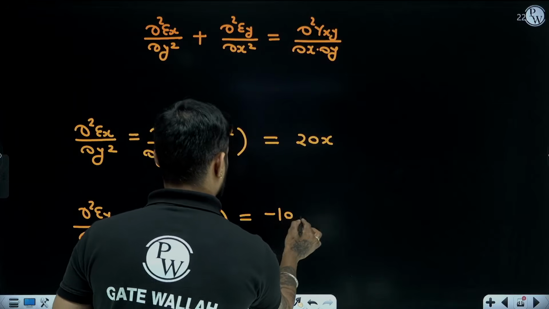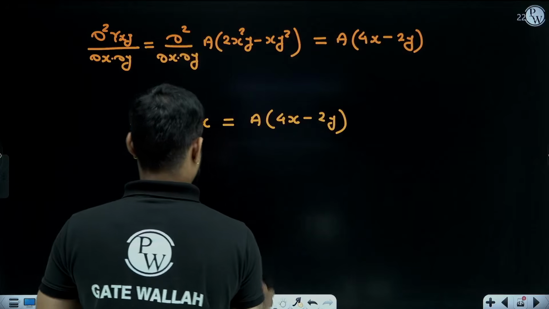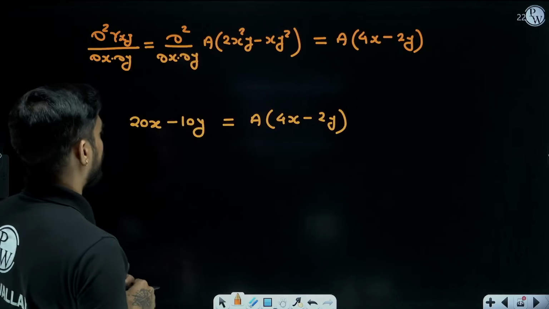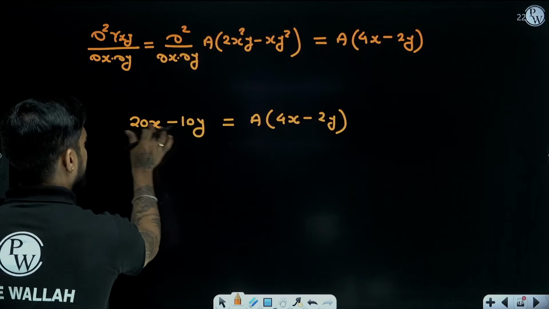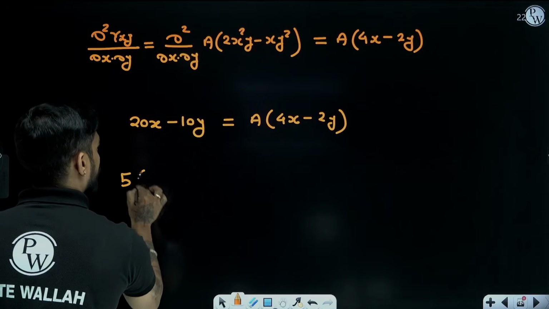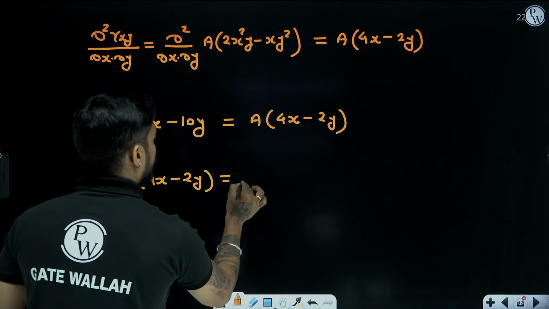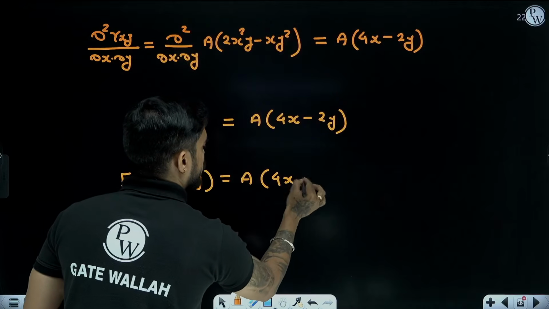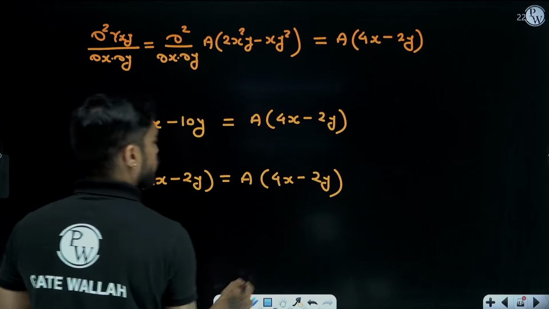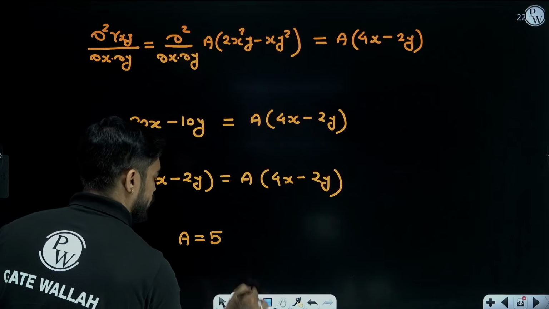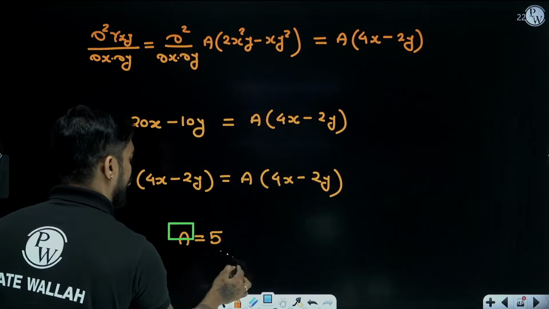This is 10y, so sorry, this is 10y. So here I can take 5 common and it will become 4x minus 2y, and this is a into 4x minus 2y. 4x minus 2y, 4x minus 2y will be cancelled. So a is equal to 5.